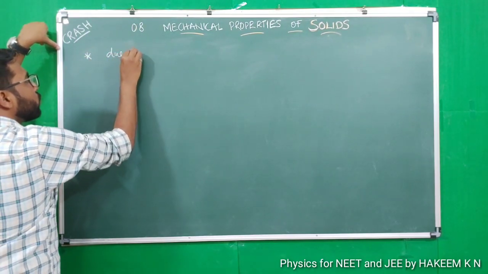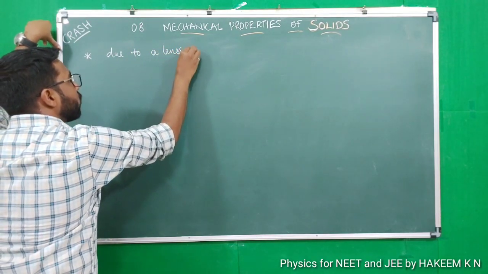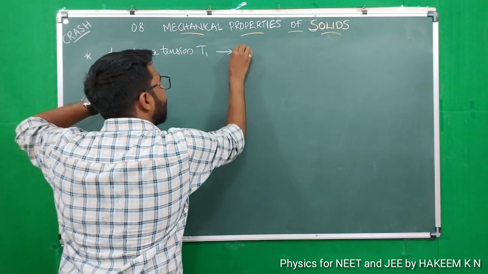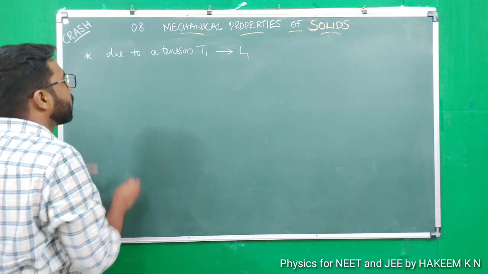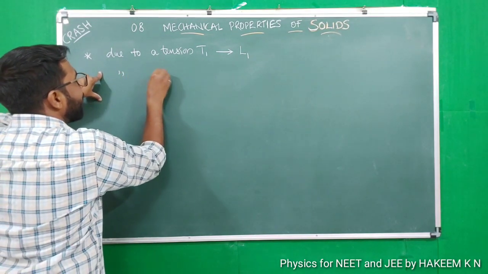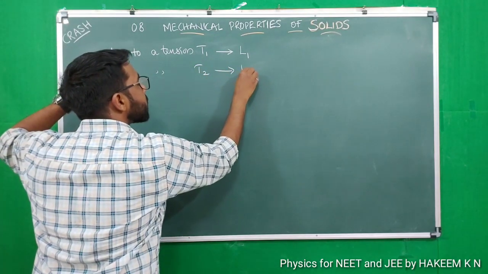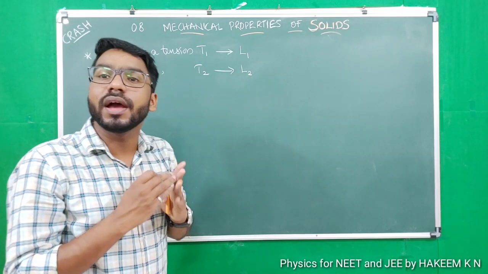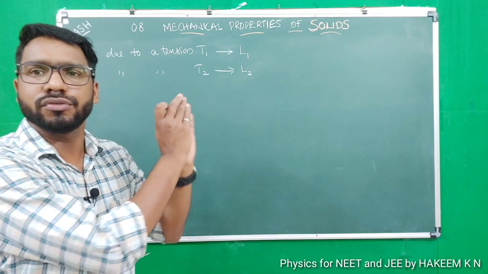Due to a force or a tension T1, the length of a wire becomes L1, and due to another tension T2, the length of the wire becomes L2. Then what will be the actual length of the wire? That equation we have to find.